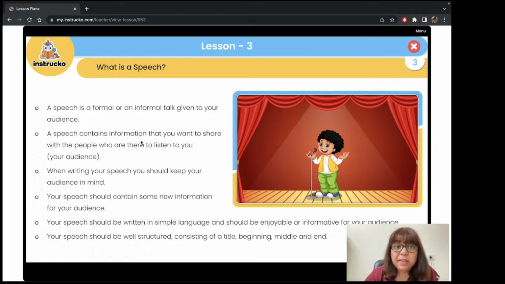A speech contains information that you want to share with the people who are listening to you. Who are the people listening to you? Do you remember? Correct, it's your audience. When writing your speech, you should keep your audience in mind. You should try and think about who you are writing for. So if you write a speech for your friends, will you write it in an informal manner or in a formal manner? Now think of the way you speak to your friends and the way you speak to your teachers or your parents. There's a difference between how you speak to all three groups, right?